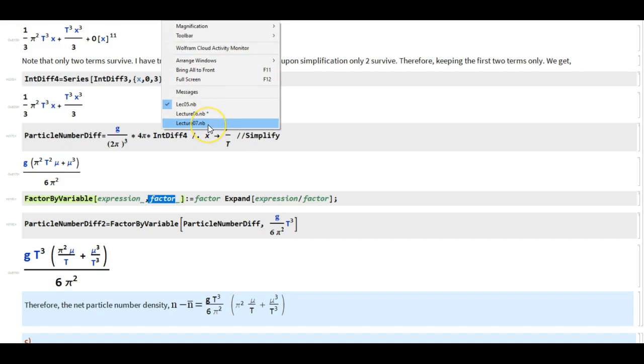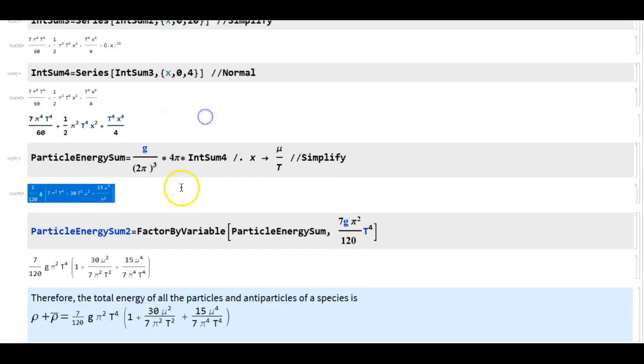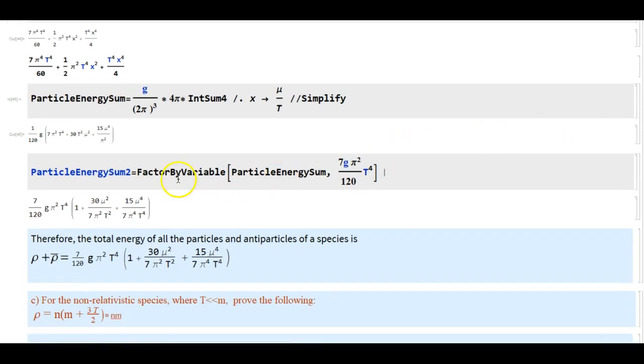So whatever term I have got here, now I want to factor out 7 pi square t4 outside, which means from this whole expression I want to factor out 7 pi square t4 g over 120. So when I factor out that term using that custom function, I get this.